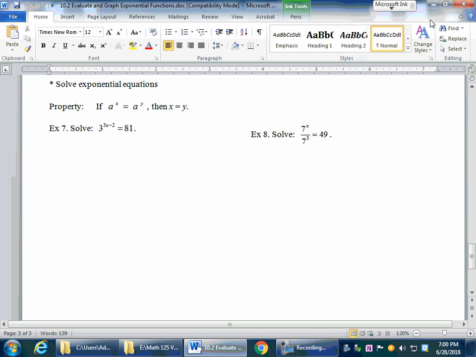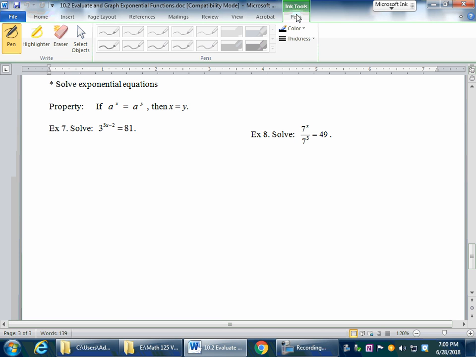The second part of this session is solving exponential equations. We will look at one particular type in this section because we don't have enough properties to talk about all the cases. So the property that we're going to use in this section for solving exponential equations is this.